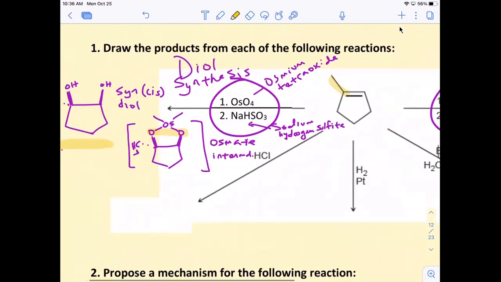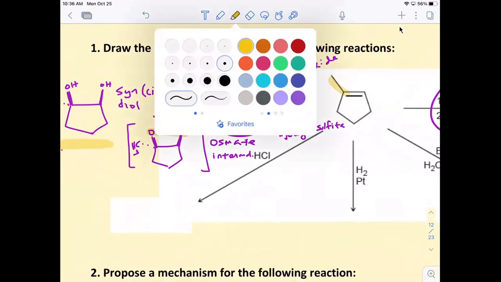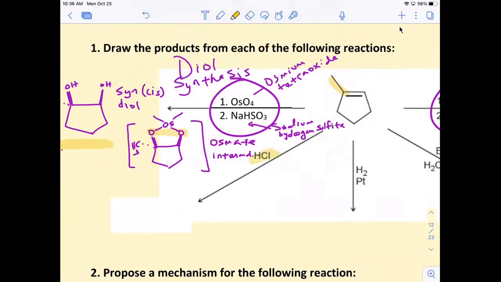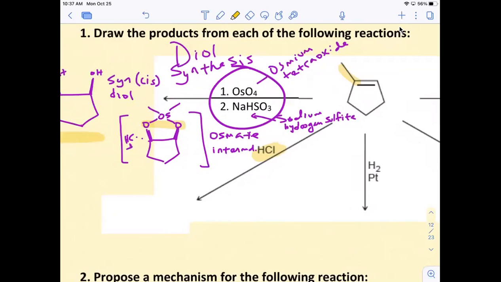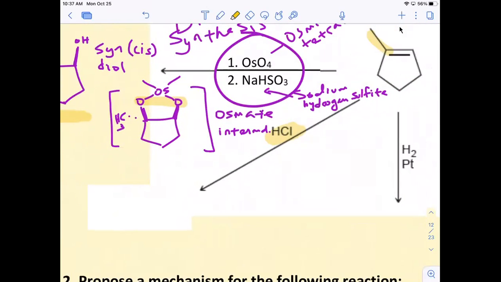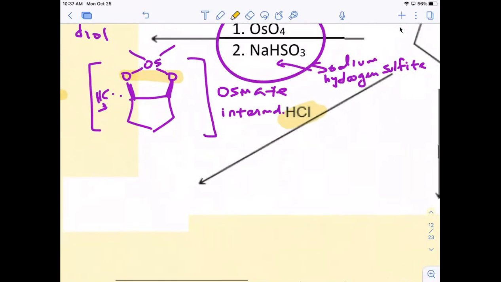All right, what about this reaction? We don't even have to. So this is something that we've already done. If I add HCl to that alkene, what am I going to get? An alkyl halide. Okay. What side in that alkene is the halogen going to end up? Where's it going to go?